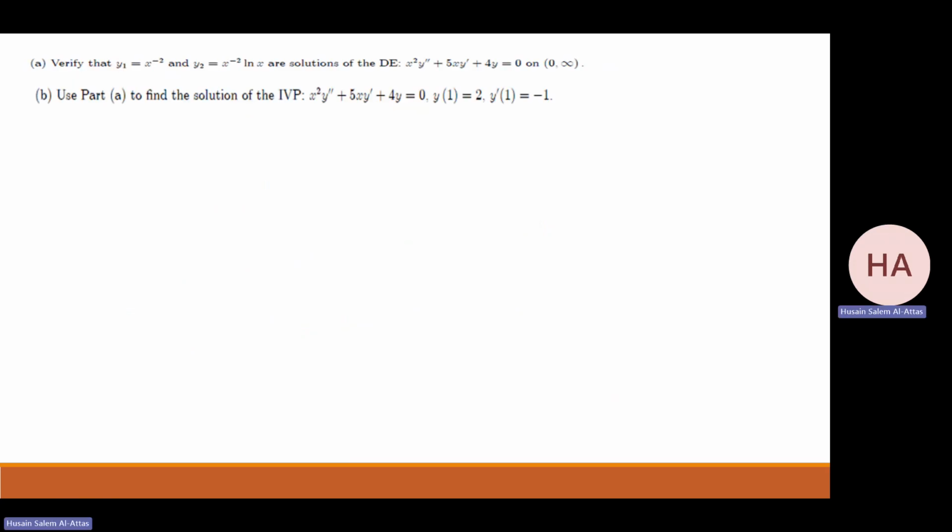Verify these are solutions. To find the solution of this. Okay.